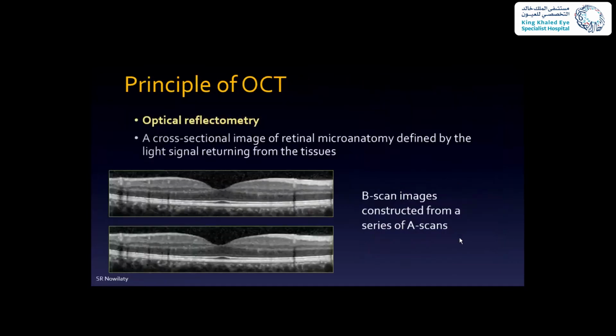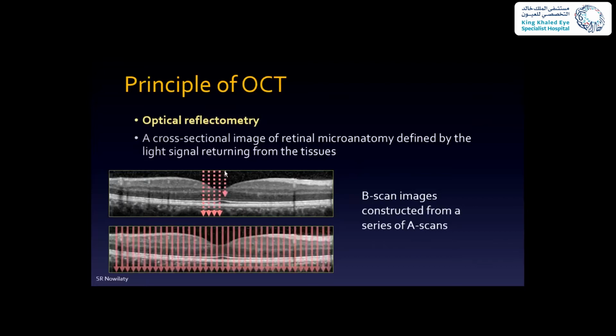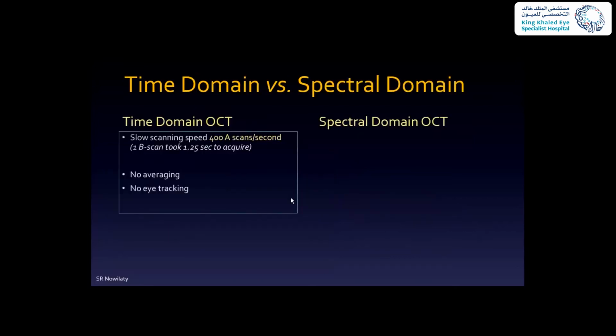Okay, so how fast the light comes back from the tissue will basically reflect the reflectivity of the tissue. So what we have is that the OCT is actually a cross-sectional image of the retinal microanatomy defined by the light that returns from these tissues. And what we do is we have several A scans that come in, and you can have them come in very slowly or all at the same time, such as we see here in the modern OCT machines, and we can construct a B scan from these series of A scans to give us this beautiful image. All right, so that's all you need to know at this point.